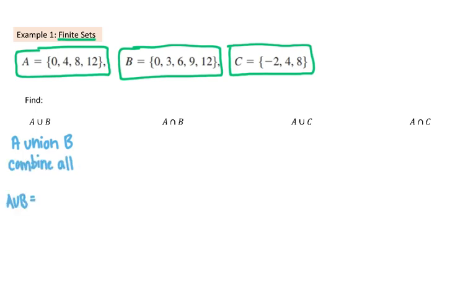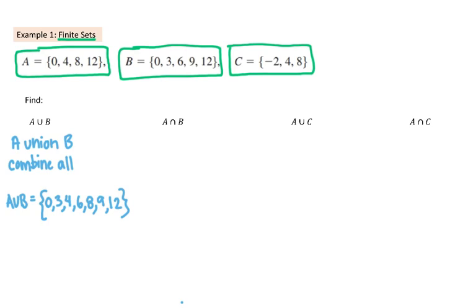So for me to stay organized, I just go from smallest to biggest. And if the item is in both sets, there's no need to duplicate it, no need to write it twice. So 0, then I see the number 3 in B, then I see the number 4 in A, and then we have 6 in B, 8 in A, 9 is in B, and then the number 12 is in both. So if you were going to combine both sets, those are all the items you would have.